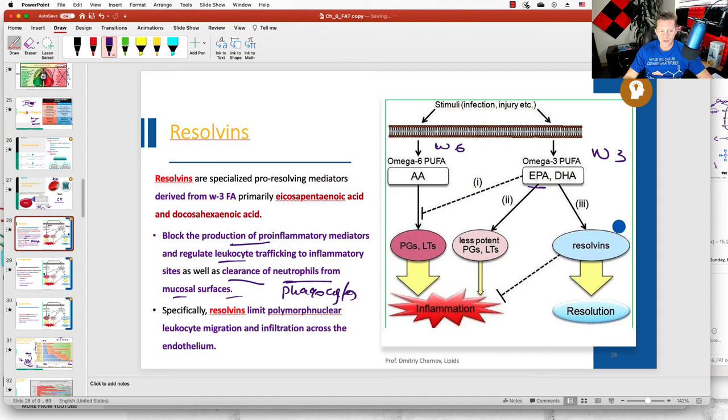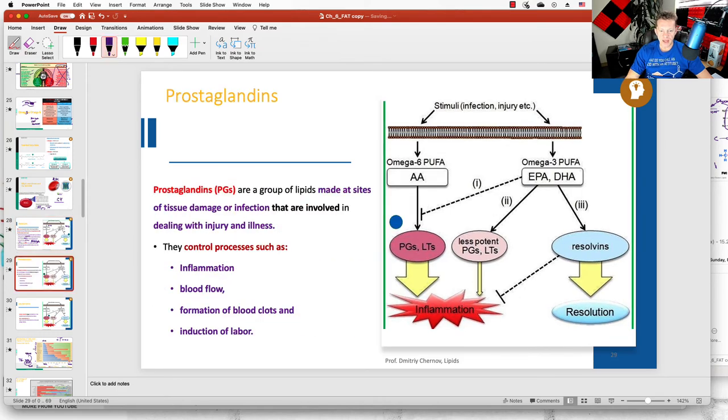Right, so that's on the resolvins. So let's look at prostaglandins. The prostaglandins are made at the site of the damage or the injury. So they are involved in the inflammatory reaction, which is normal, and that's what we need. We need the inflammatory reaction if there's an injury, otherwise, if we didn't have this inflammatory response, we could die. So we need this inflammatory response. However, it's 60 to 1, and obviously we do not need too much of it.